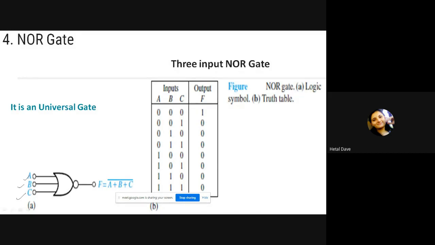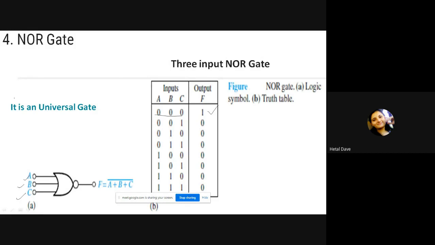So if 3 inputs are there, how many combinations can be made? 2 raised to 3, total 8 combinations. It would start from 0, 0, 0, 0, 0, 1, up to 7. Now we know the bit pattern. So based on it, it is a NOR gate: whenever all inputs are 0, then and only then the output is 1. For all the rest of the combinations, the output is 0. So here, the 3 input NOR gate is called a universal gate.